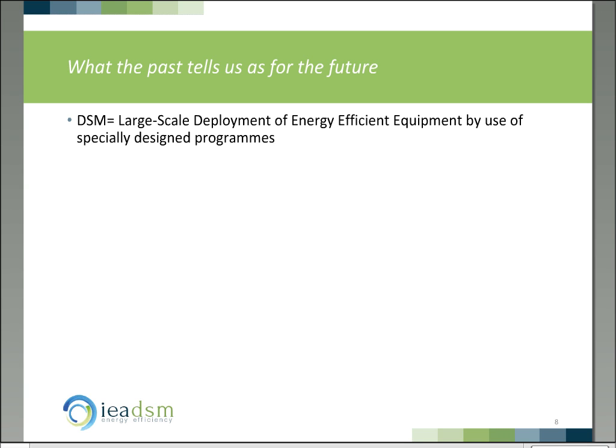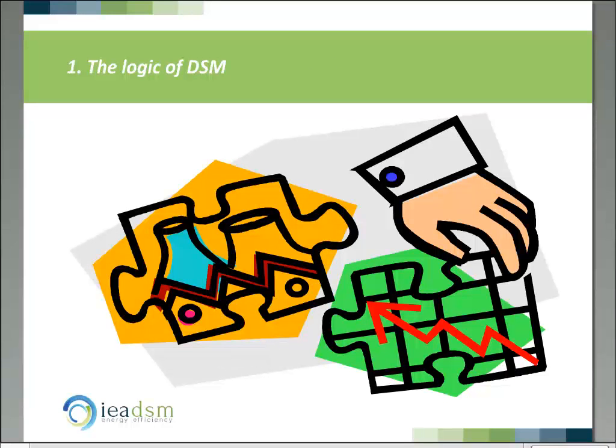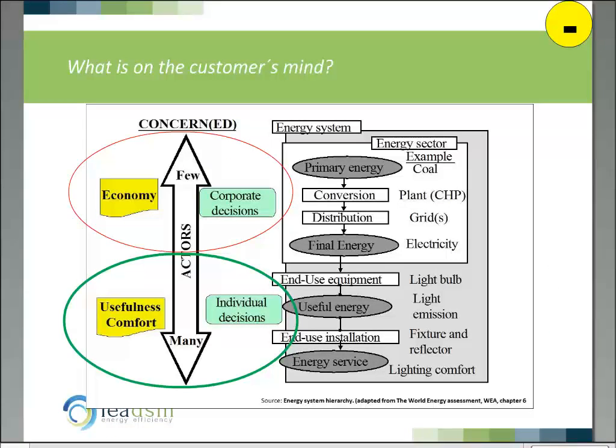So my first message, or my first reading of the situation we have been in since DSM started and up till today, is that energy efficiency is poorly recognized, and we have to focus much more on the deployment. Now the DSM University, we have arranged the material we have in 6 themes, and the first theme is the logic of DSM. Is the logic still there, or has the logic changed?